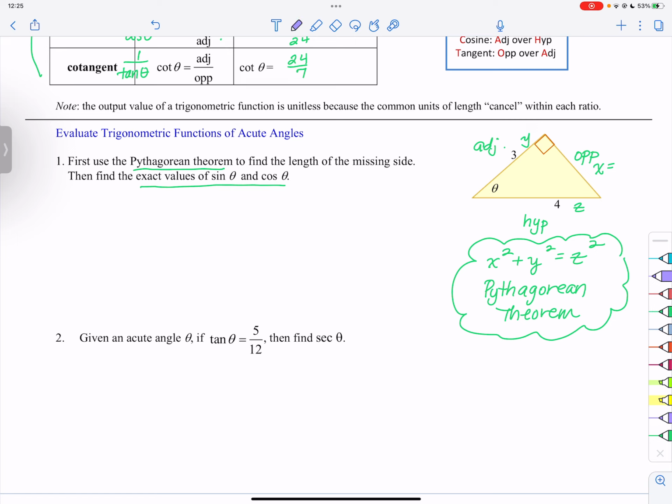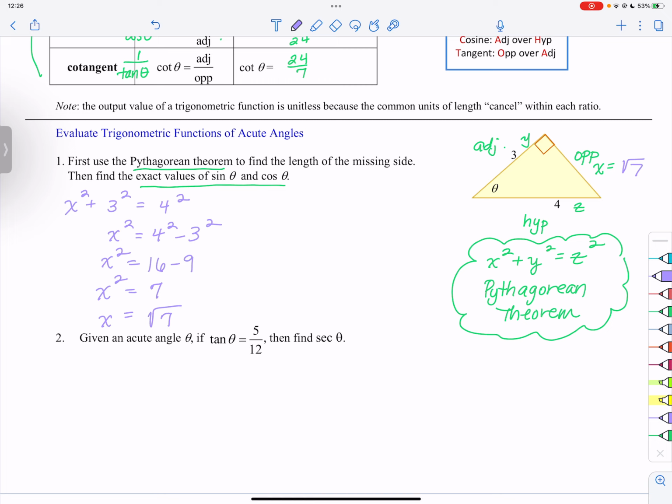Okay, so let's go ahead and fill in what we know. We don't know what x is, so x squared plus 3 squared is equal to 4 squared. So we have x squared is equal to 4 squared minus 3 squared, which is 16 minus 9, which is 7. So x is equal to the square root of 7. Okay, now that we have x equal to the square root of 7, we can fill that in.